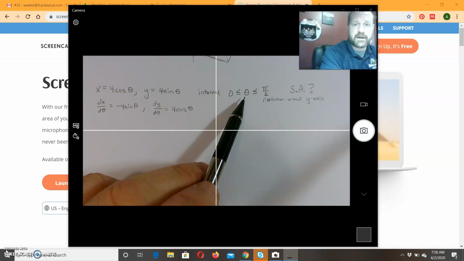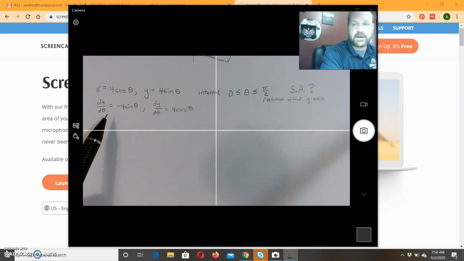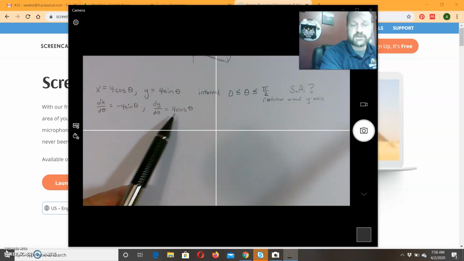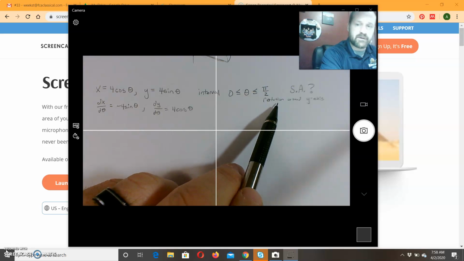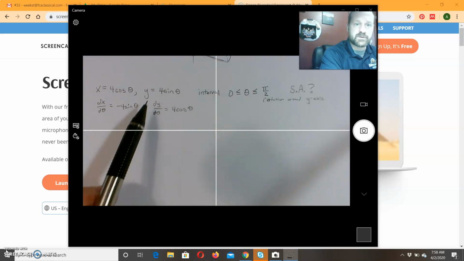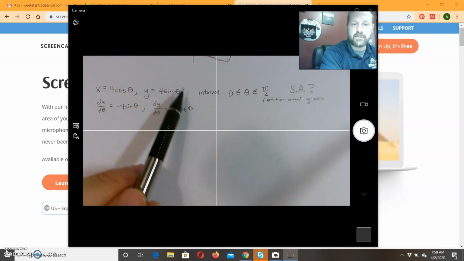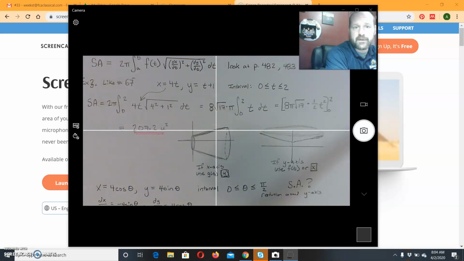We're using the variable theta instead of t this time, so dx d theta is negative 4 sine theta, and dy d theta is 4 cosine theta. This time, since it's rotating around the y-axis, we're going to use g of t, or the y, to multiply by. Again, go look at page 726.